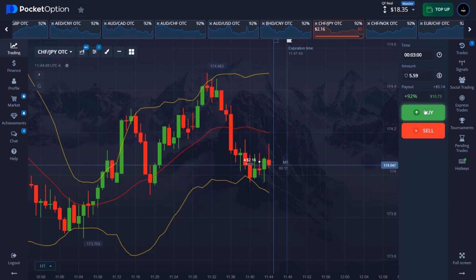So we'll see how this one finishes up. See if it's going to be a winner, if I'm going to put my double down trade in. Alright, so it took off in the last few seconds, so another winner.